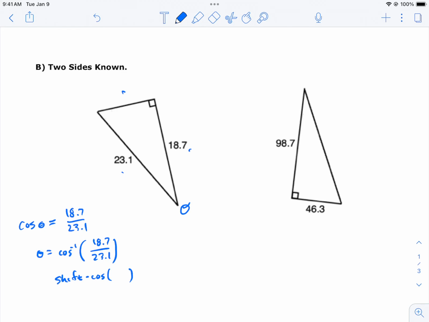Come on, where are you? Here it is. Shift cosine of 18.7 divided by 23.1. Boom. 35. Rounding to one decimal place is good for angles. So it's 35.95, so I'm actually going to round it to 36.0 degrees.